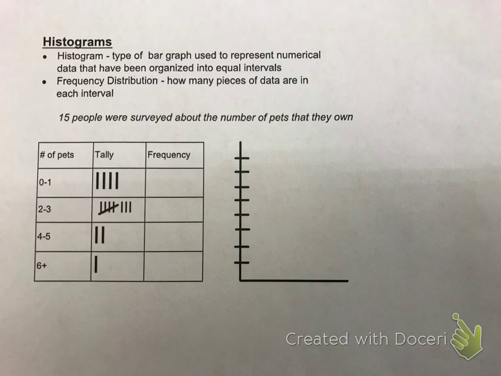So when we have something like this table right here, that frequency is just putting a number to however many pieces of data we have in that category. We took a survey of 15 people about the number of pets that they own. 4 people said that they have either 0 or 1, so the frequency would be 4. For 2 to 3 pets, 8 people. 4 to 5, 2 people, and 6 or more, 1 person.